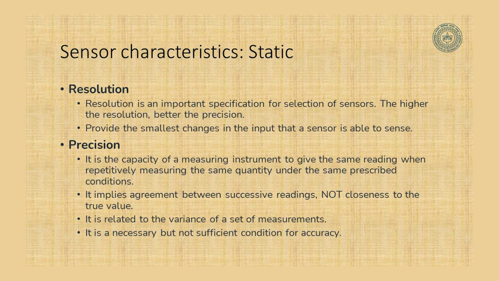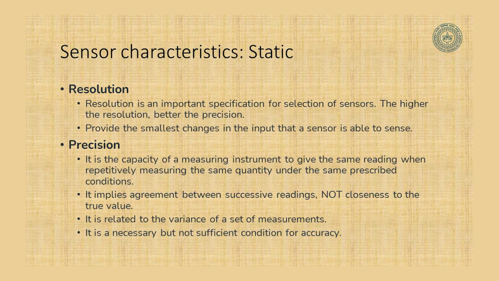The next characteristic is that of the resolution. It is an important specification for the selection of sensors. The higher the resolution, the better the precision. For instance, can I measure to 0.1 of a degree or can I measure to 0.01 of a degree? Can I say the temperature is 24.89 degrees? That is the resolution. It provides the smallest changes in the input that the sensor is able to sense. The smallest change, is it 0.01, is it 0.001, 0.0001? That is the resolution.